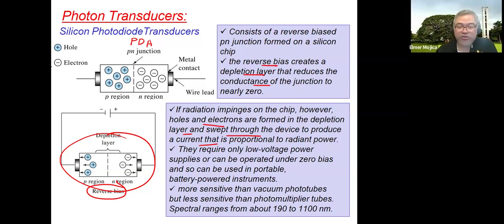They only require low voltage power supplies or can be operated under zero bias, so they can be used in portable battery-powered instruments. More sensitive than phototubes, but less sensitive than PMTs. And you can use it from 190 to 1100 nanometers.